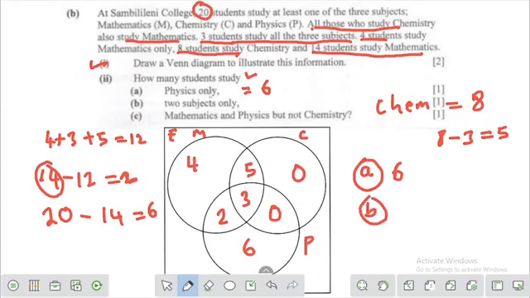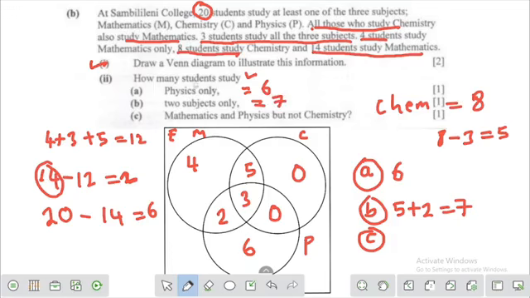How many students study 2 subjects only? So for 2 subjects only, you focus on this 2 and this 5. So you are going to add 5 plus 2 and you get 7. So 7 students study 2 subjects only. Which are these 2 subjects? Maths and chemistry, also maths and physics. So 5 plus 2 gives us a 7. So for B, the answer is 7.